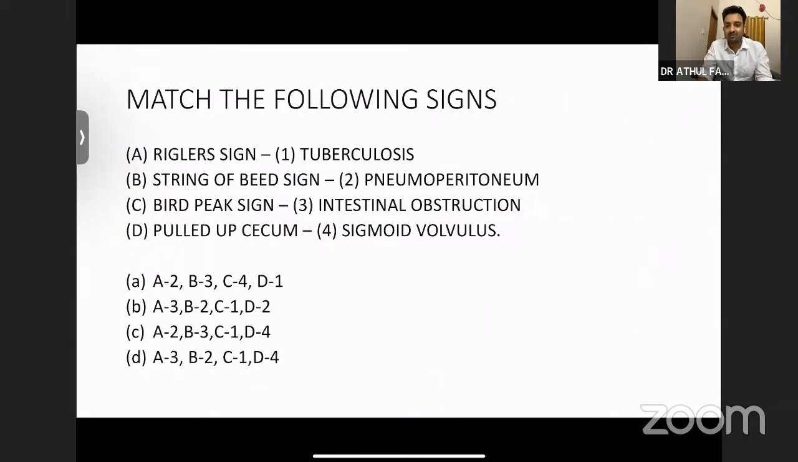The following type of questions are repeatedly seen in AIIMS, NEET exams, so you should be very familiar. Don't make a mistake; it is actually very easy. Okay, so first is the Rigler sign.